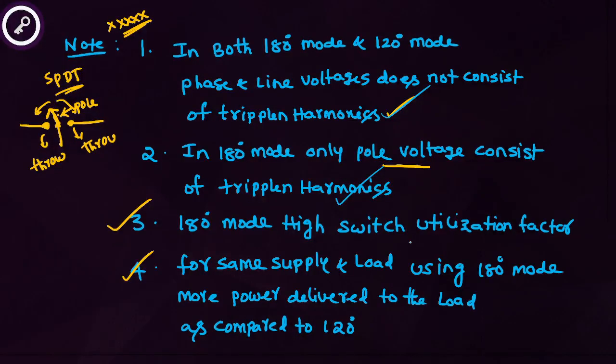180-degree mode has high switch utilization factor. For same supply and load, using 180-degree mode, more power is delivered to the load as compared to 120-degree mode. In which mode is more power delivered to the load? 180-degree mode. Why? At a time 3 switches are conducting, but in 120-degree mode only 2 switches are conducting. That is about the detailed explanation and important observations from module 4, inverter, that is the DC to AC.